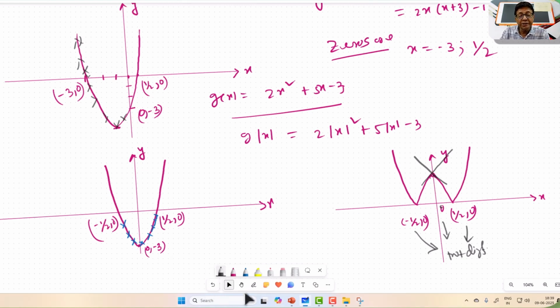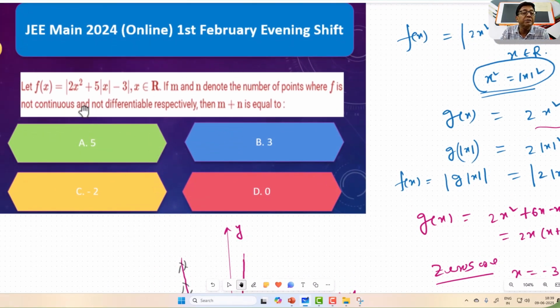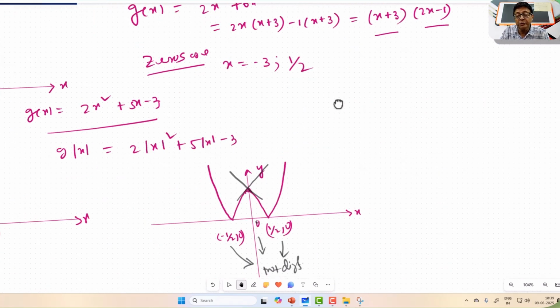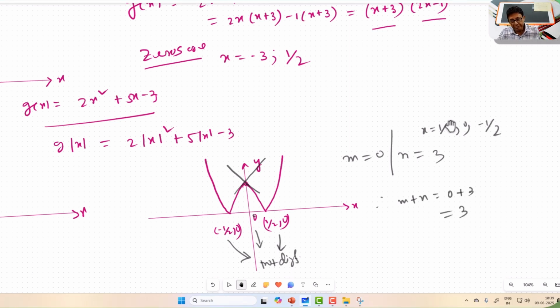And in the question, it was given M is the point where it is not continuous. Okay, so this function graph shows that M is equal to 0 over there, and it is non-differentiable at how many points? Non-differentiable at x equal to half, 0, minus half, so n is 3. So m plus n is going to be 0 plus 3, which is equal to 3. Understood?